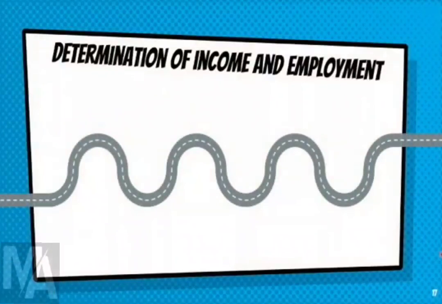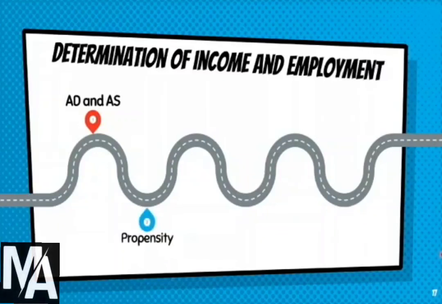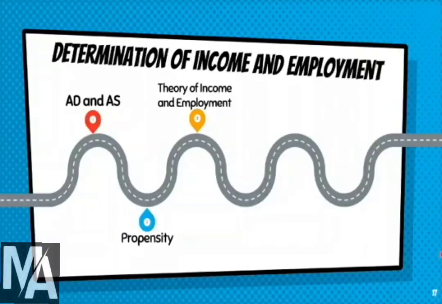With that, we come to the end of this video. You can check out my YouTube channel once again to revise aggregate demand and aggregate supply. This video was all about propensity to consume and propensity to save. The next video will be about the theory of income and employment. And in order to understand this theory, I have already taught you the basics, that is aggregate demand, aggregate supply, propensity to consume, and propensity to save.